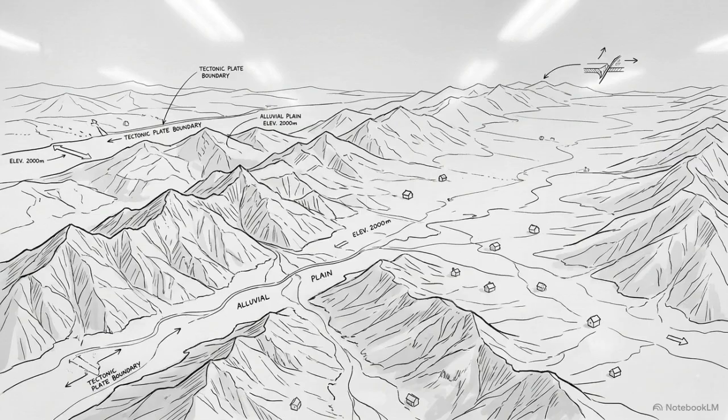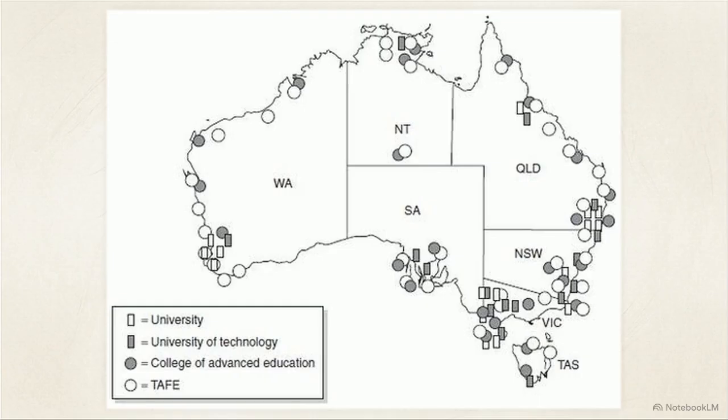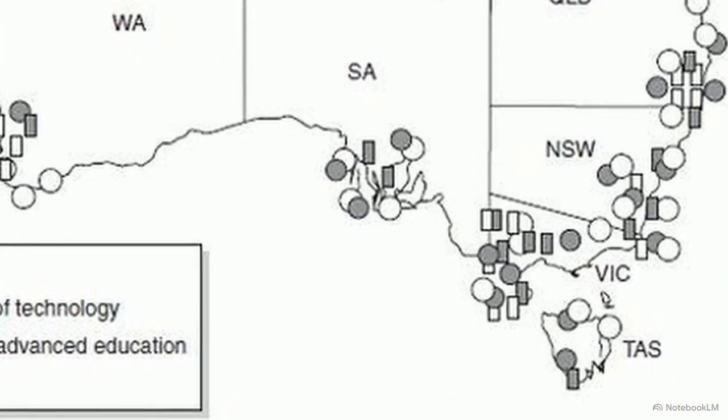If your population elements are spread across wide geographical areas, you might use cluster sampling instead, grouping elements by location or institutional boundaries. Look at this map of Australia. Rather than randomly selecting students from across the entire continent, a researcher using cluster sampling would target specific, localized clusters, like the tightly grouped universities and technical colleges along the coastlines, and sample exclusively within those boundaries.